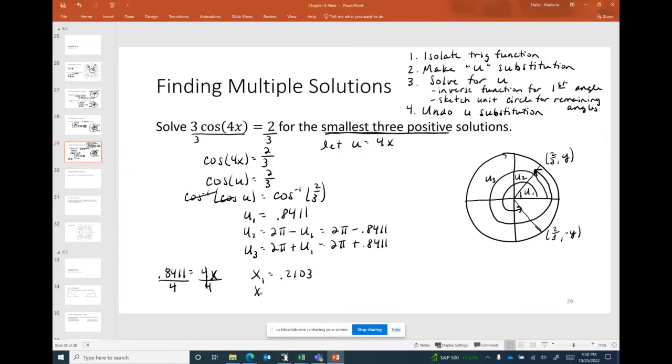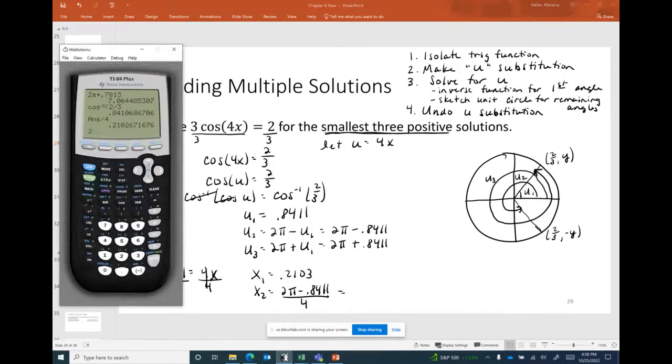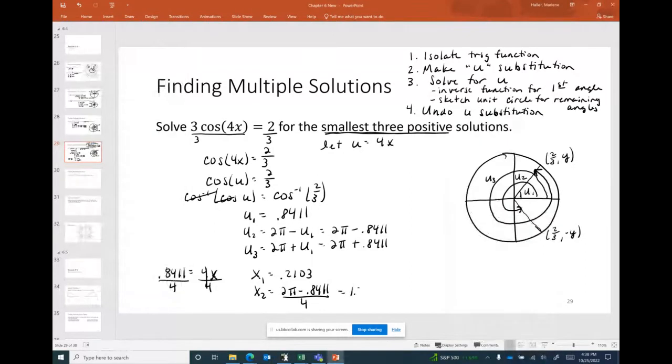X sub 2, well, that's just going to be the 2 pi minus 0.8411 divided by 4, right? Which is, let's find that, 2 pi minus 0.8411, enter, and then divided by 4, 1.3605. There's our x sub 2.